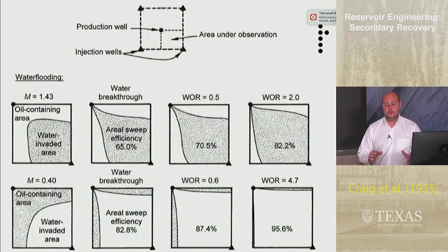Sometimes what we do is we try to reduce the viscosity of the oil by injecting heat or steam. Sometimes we try to increase the viscosity of the water by adding things like polymers. That's what enhanced oil recovery is.